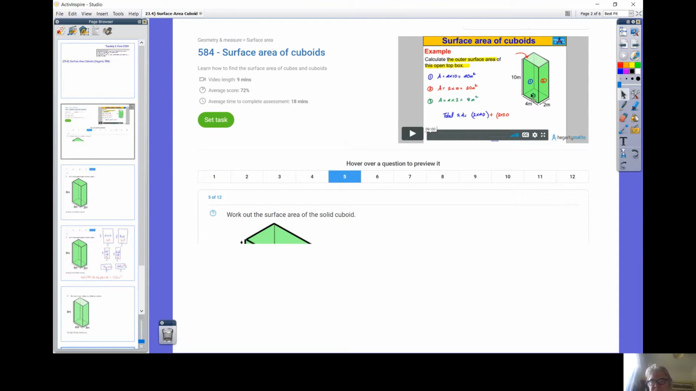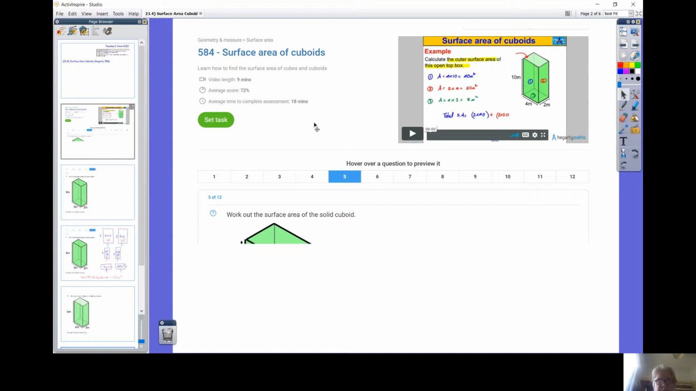It can either be like a cube, like if you're rolling a dice, or a cuboid, where it's more rectangular. And now we need to work out the surface area of these. Now that's not the volume. The volume is the space inside the shape.